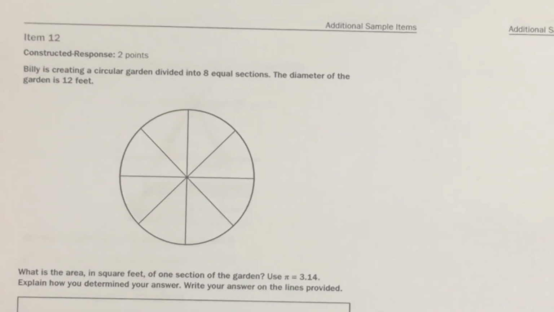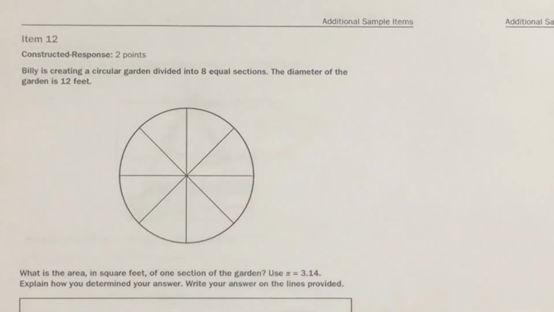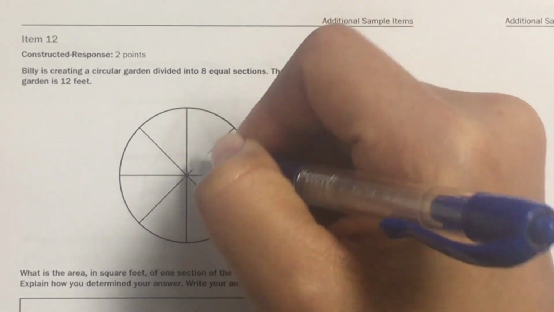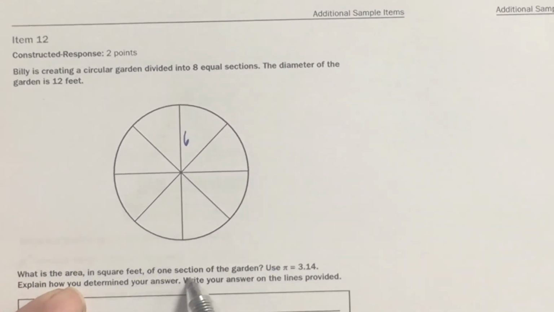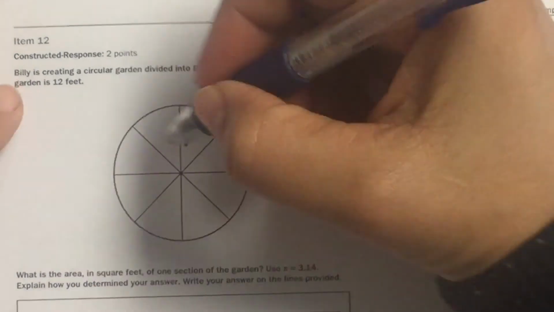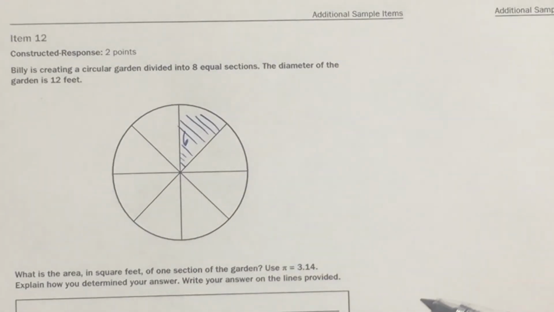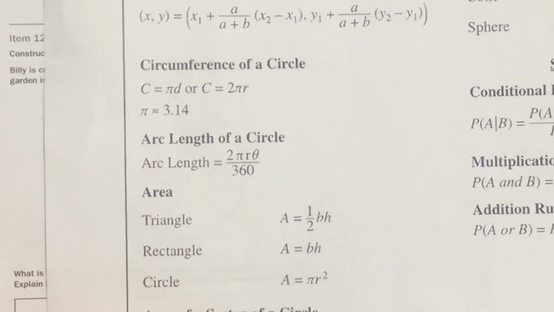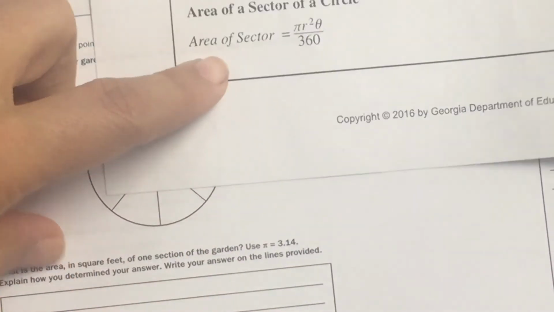I'm just saying. All right, Billy's created a circular garden divided into 8 equal sections. The diameter of the garden is 12 feet. So if the diameter is 12, the radius is 6. So each one of these is 6. What is the area in square feet of one section of the garden? So what is the area of this? That's the area of a sector, and that's in your formula sheet. So you just write it down.